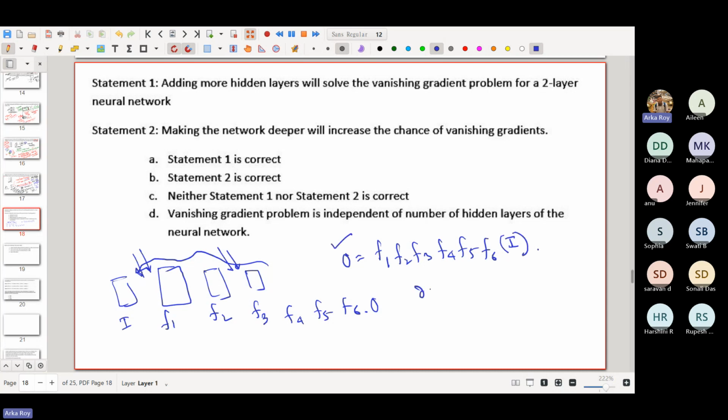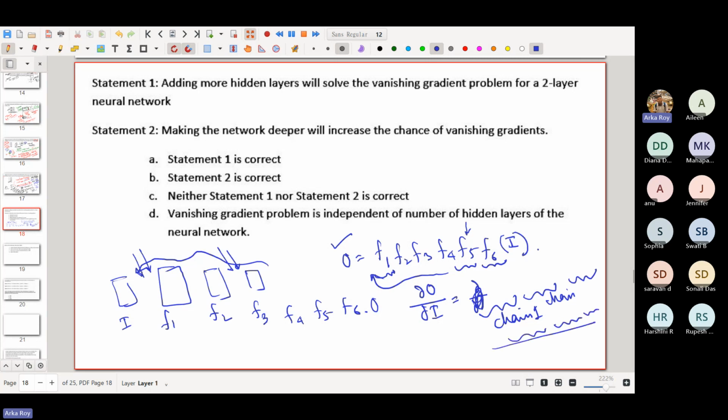Now you do the backpropagation. Let's say you need to calculate del O by del I. You can see that you have to pass through the layers from this side, one after another, to reach the final thing. For the first layer you have to do a chain rule, which is chain rule 1. For the next layer, let's say layer 5, we'll have another chain rule, and another. So this chain rule process will persist several times.